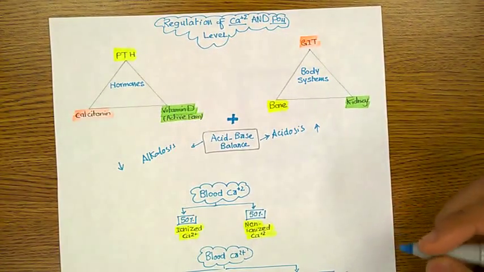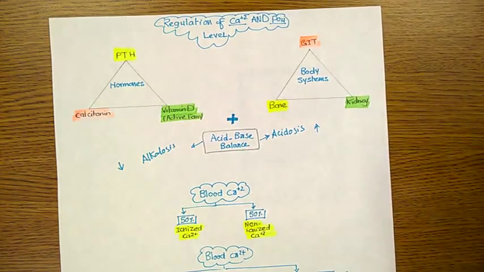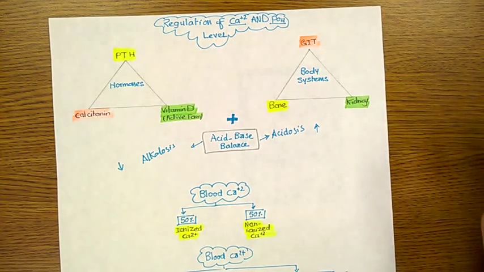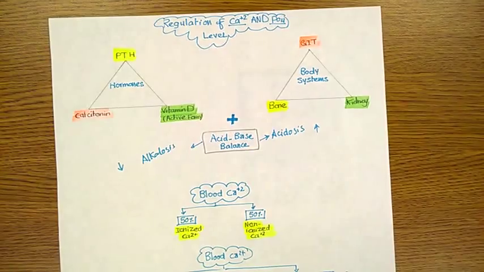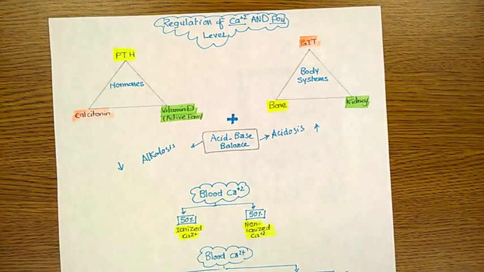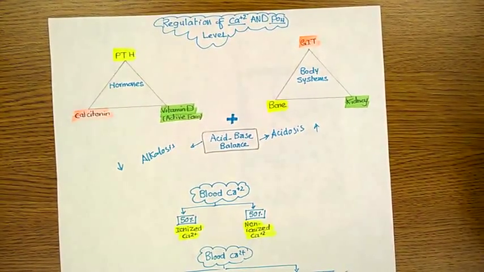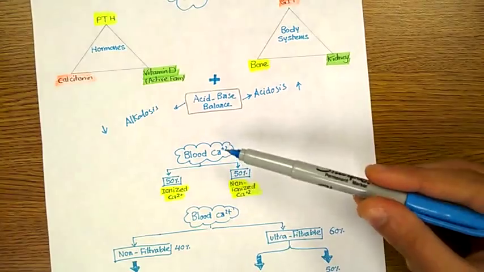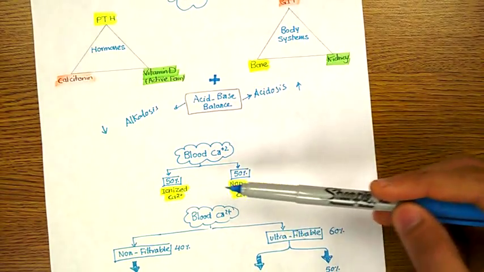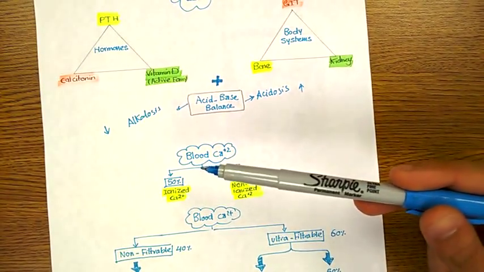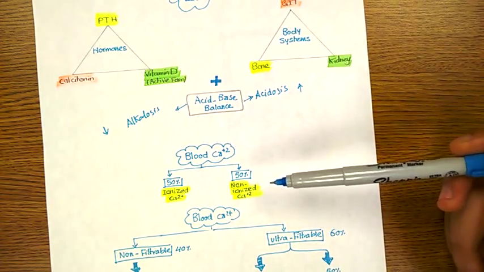I just mentioned that acidosis and alkalosis directly affect ionized calcium. So what does it mean? That we have ionized and non-ionized calcium? Yes, for sure we do. We're going to see that blood calcium is divided half and half: 50% ionized calcium and 50% non-ionized calcium.